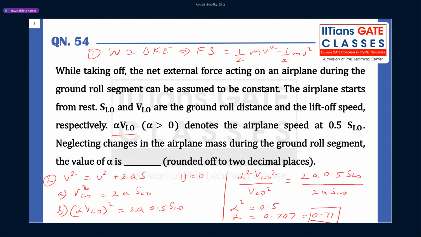So I think this was the last question from the flight mechanics segment. I hope this was clear to everyone. It was fairly simple, straightforward questions, except there were some terms, some sentences given in the question that may lead to some confusion. But if you read it carefully, I think you should have been able to solve it. So I hope you were able to do it. I hope this was clear.